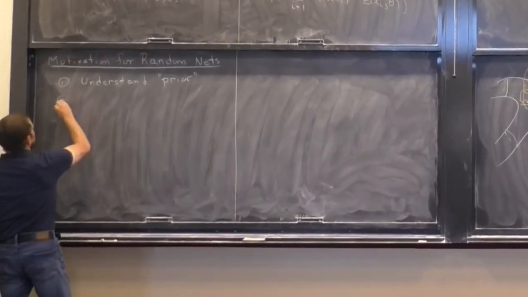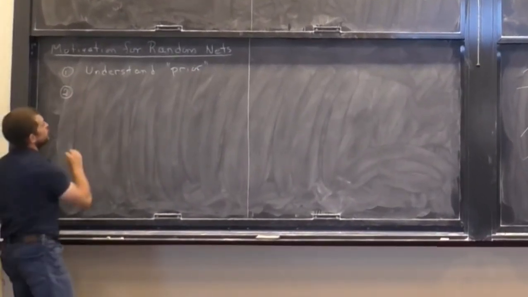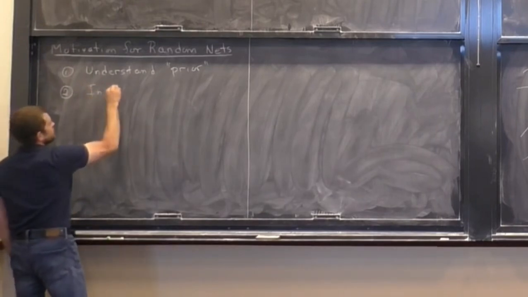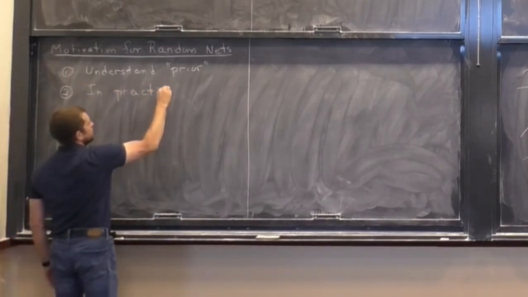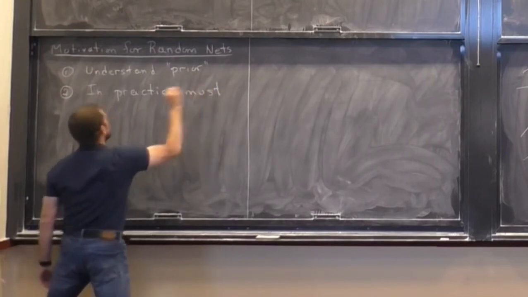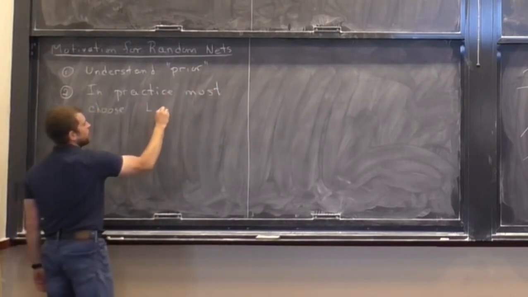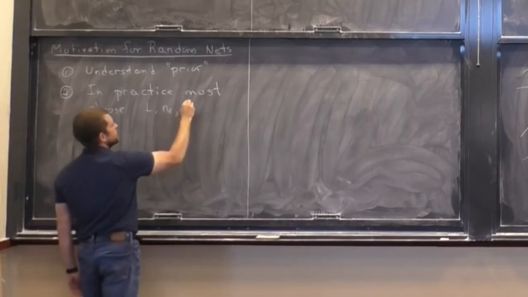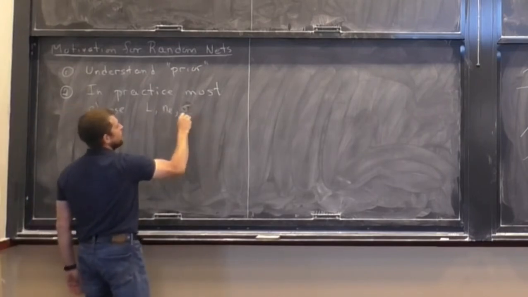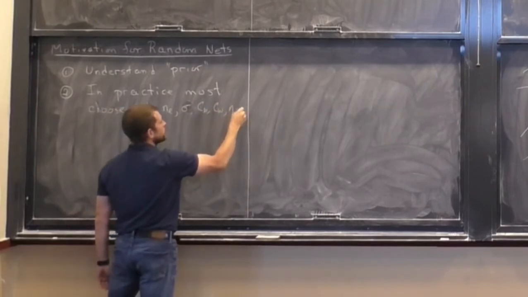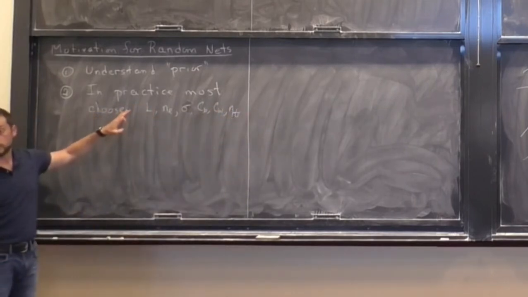Motivation number 2 is kind of like this. You know, in practice, you have to choose a lot of parameters. So in practice, we must choose a lot of things. So we have to choose the depth of the network, the widths of the hidden layers. We have to choose sigma. We have to choose these constants C_B and C_W. We have to choose the learning rates. There are many, many things you have to choose.